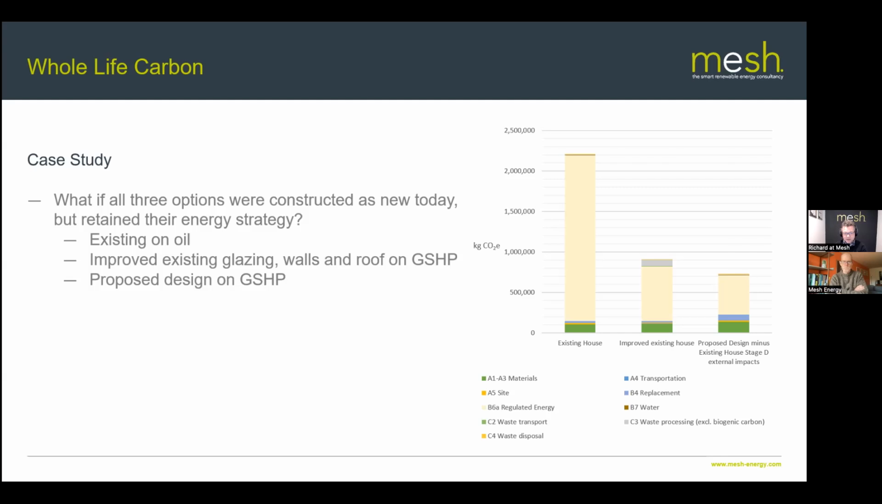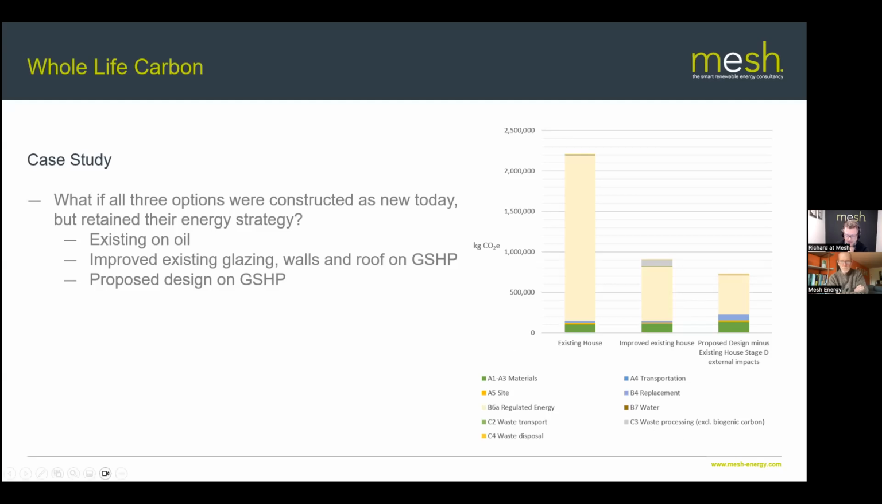So it's an existing Victorian building, it's on oil. We looked at improving the glazing, doing some sort of AECB aligned retrofit work on the fabric of the building, and moving over to a ground source heat pump. And actually, we knew that we can reduce the carbon footprint of the building by improving the existing house. But the argument from the client was that it wouldn't meet their needs, and therefore they would have to extend it.